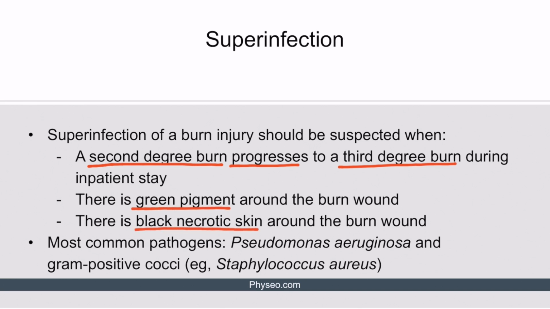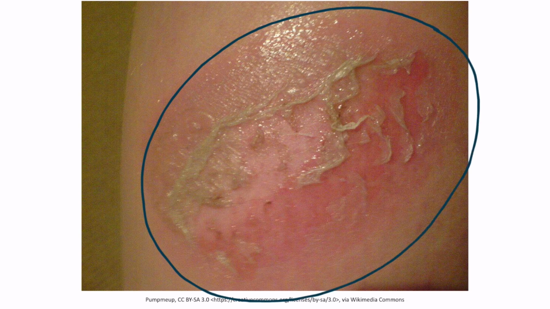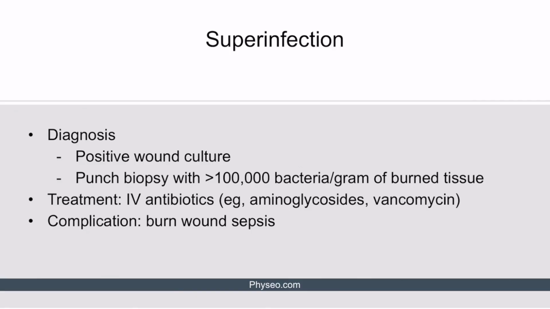The most common pathogens involved in a burn wound superinfection are Pseudomonas aeruginosa and gram-positive cocci, for example, Staph aureus. Here's an image depicting a burn wound infection. Note the characteristic green hue around the burned wound that is often suggestive of a pseudomonal superinfection. As mentioned earlier, the diagnosis of a burn wound superinfection can be confirmed either with a positive wound culture or a punch biopsy demonstrating greater than 100,000 bacteria per gram of burned tissue.